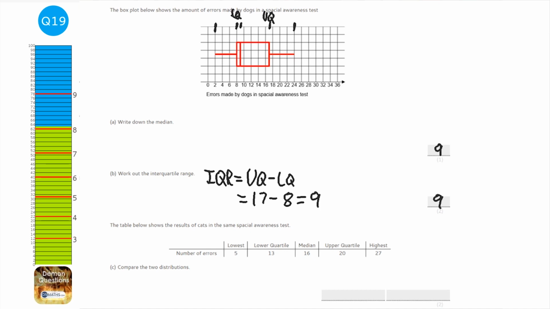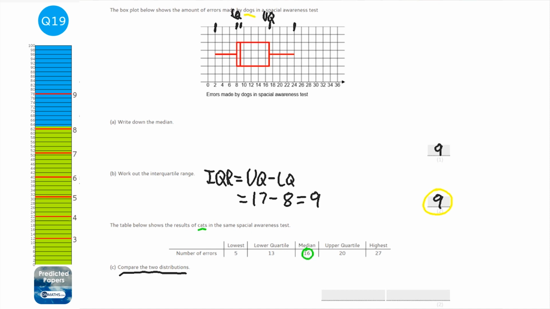So they're both 9. Okay, whenever you're asked to compare two distributions, you're always going to be comparing the medians and the interquartile ranges, or just the ranges. Now, since we've already worked out the interquartile range for the first one, I'm going to compare the interquartile ranges. So I'm going to first of all compare the medians. So let's have a look. On my one here, this is the dogs. It's 9. And the cats is 16.